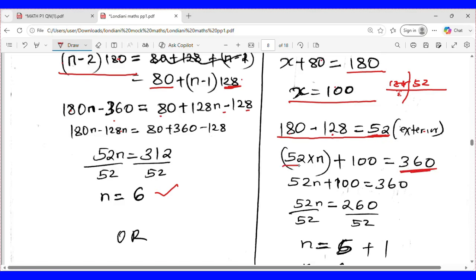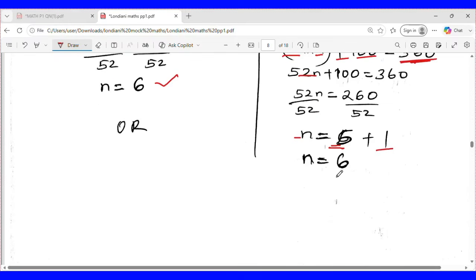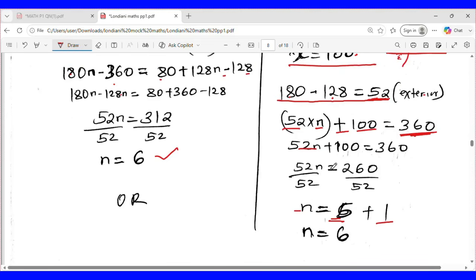So 52, which is the exterior angle, times the number of sides n, plus the exterior angle we had, will give you 360. So this one gives you n is equal to 5. Then we add the 1 that we were given, the 80. Then we find n is equal to 6. So these things need a lot of practice for you to master them.